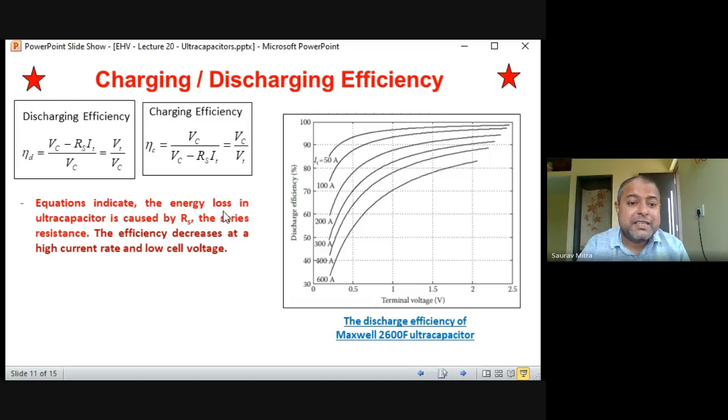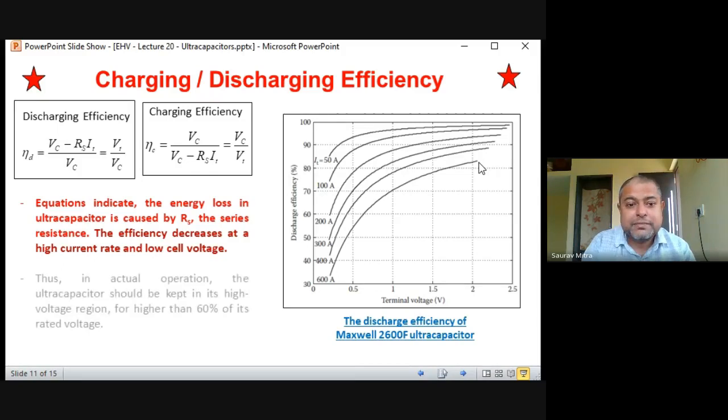So the equation indicates the energy loss in the ultracapacitor. This loss is caused by Rs. The more the Rs, the charging voltage also will be less, and the discharging output voltage Vt also will be less. So the series resistance is the main culprit. The efficiency decreases at a high current rate and low voltage. That is given here. So the more discharge current you are asking for, the less voltage you are going to get.